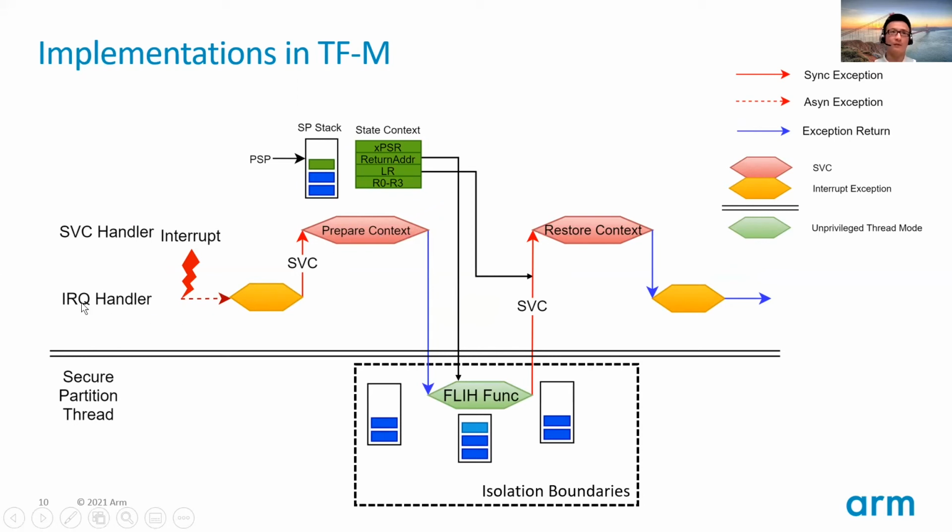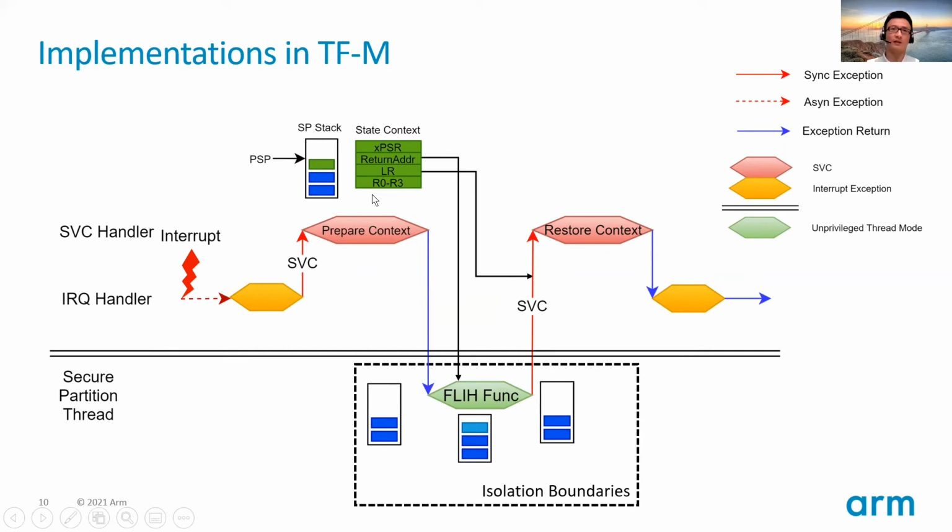And let's look at some details of this deprivileged FLIH implementation. In the interrupt handler, when the interrupt exception happens, if the SPM decides it should use the FLIH function, it calls the SVC to prepare context for the FLIH function. So preparing context mainly means you need to prepare a state context on the secure partition thread, the stack of this secure partition.